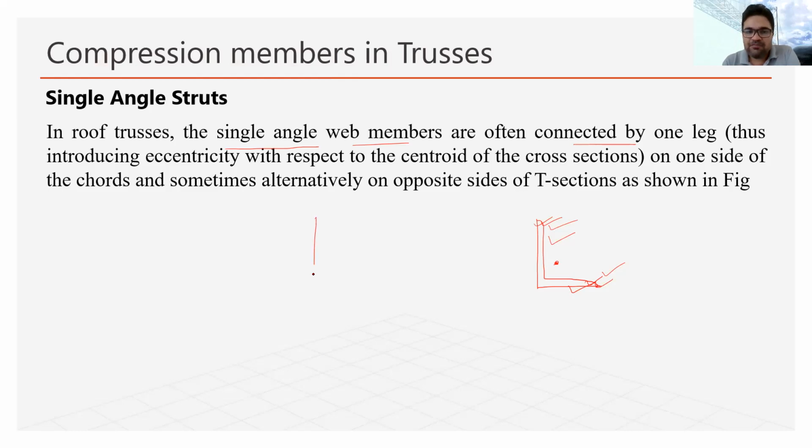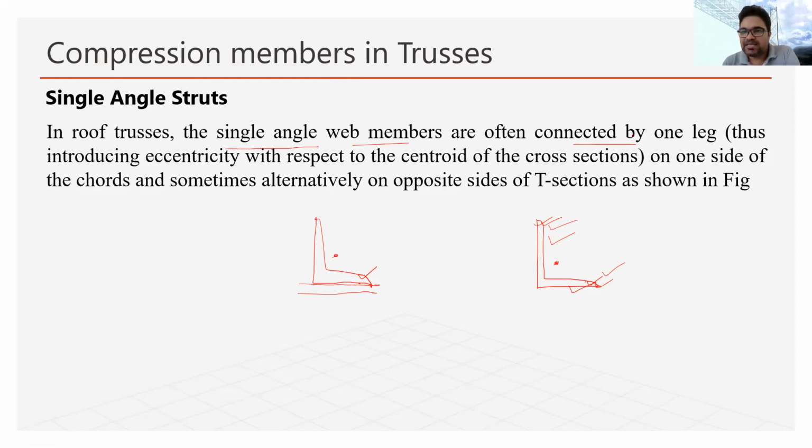But if only one leg is connected, and the CG of the angle is like here, in that case eccentricity can come into play. So in that case, we need to make some changes to calculate the value of FCD. So we will see how.